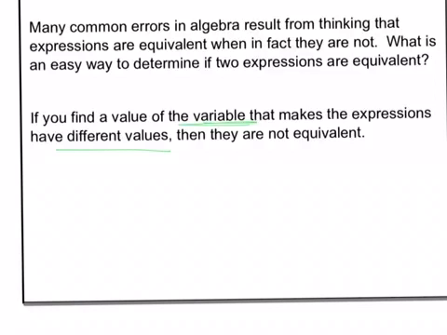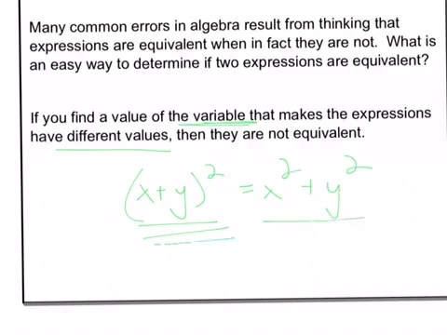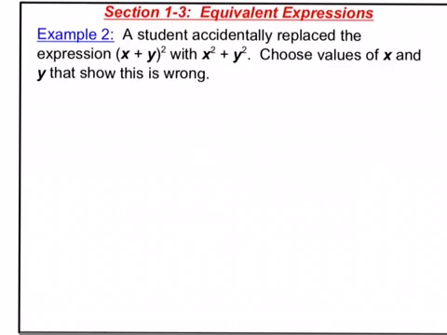For instance, one that we're going to see on the next page is that x plus y, that quantity squared, equals x squared plus y squared. This is a very common misconception from algebra, that those quantities are equivalent. One way to show that these two values are not equivalent is to pick values for x and y and substitute them in to prove that these two expressions right here and right here are not equivalent.